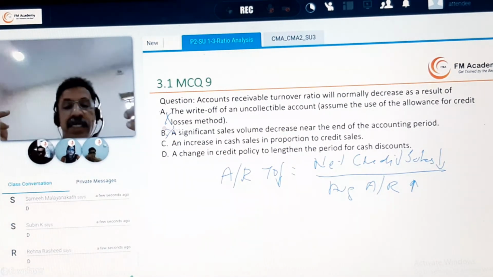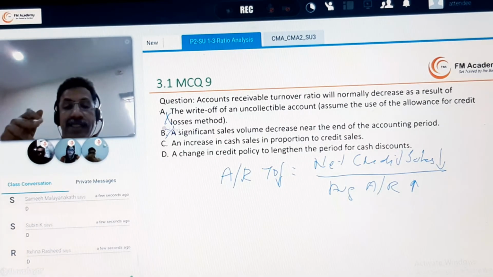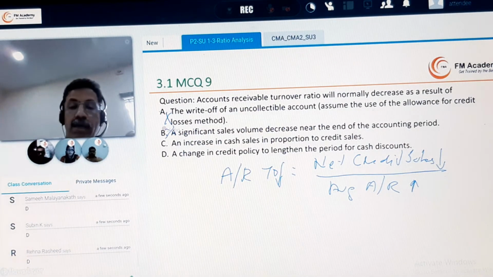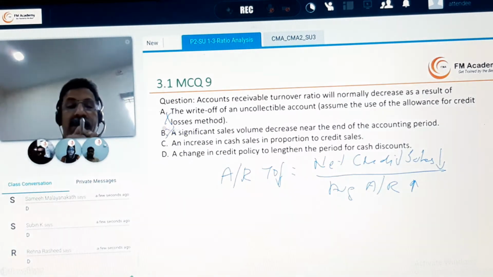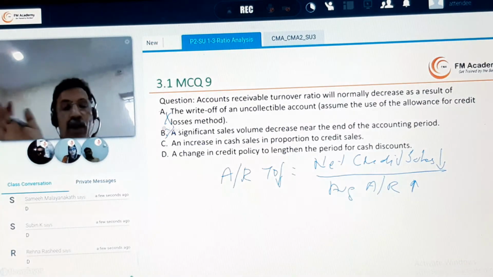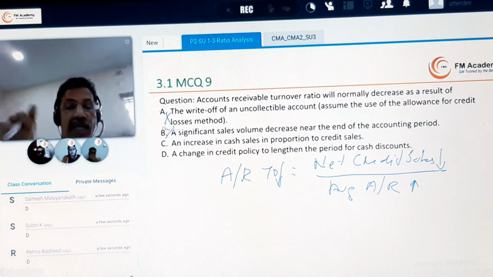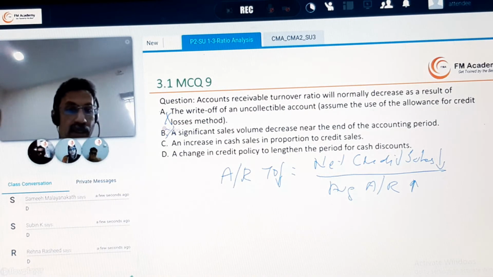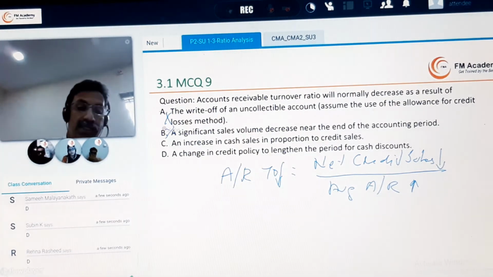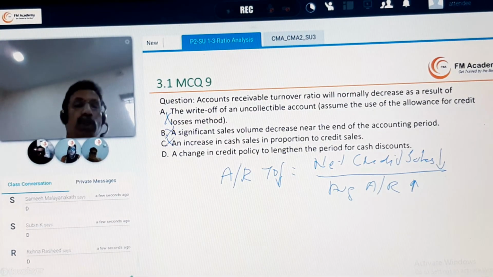When there is an increase in cash sales in proportion to credit sales, the credit sales come down, and average receivable also might come down. So how the ratio will be affected, you don't know, because both the numerator and denominator are decreasing. There are only two types of sale: cash sales and credit sales. So the credit sales numerator is coming down, and the denominator also might be coming down, because it's a function of the sales. So how that is going to affect, you don't know. So this is indeterminable.